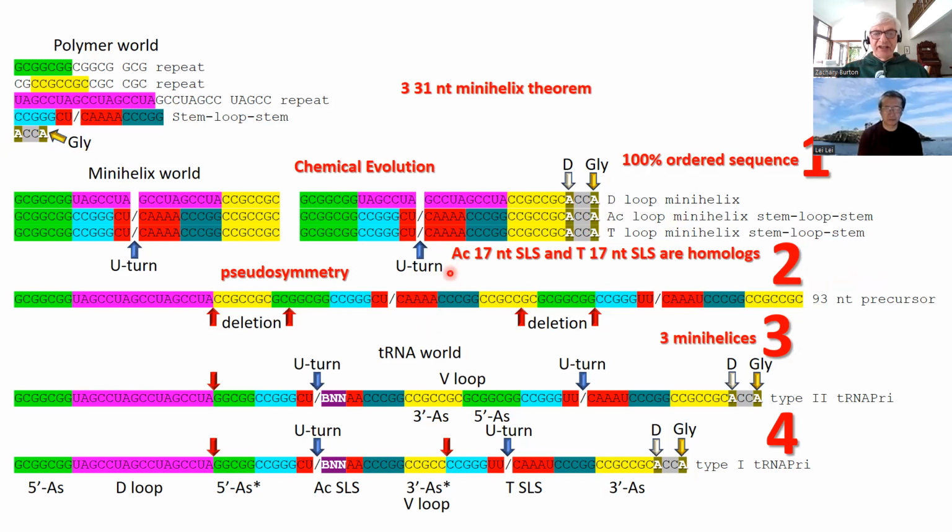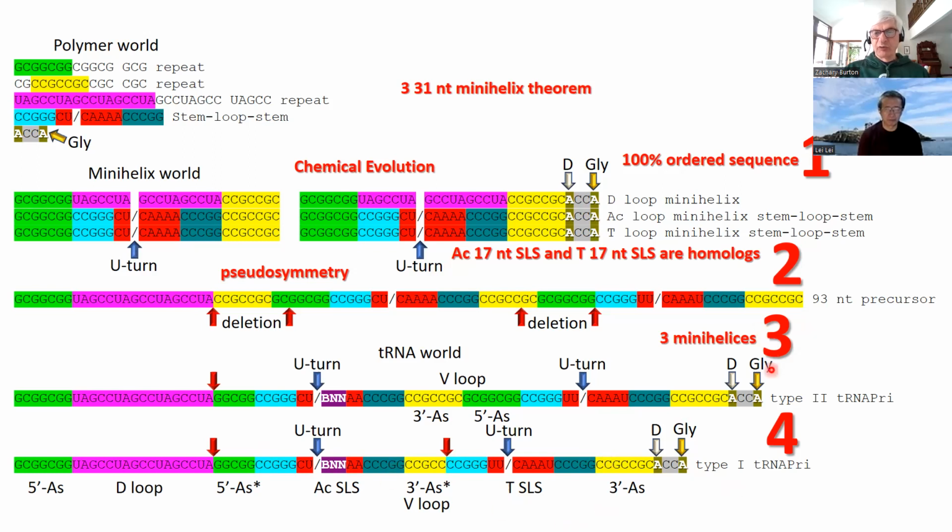Second point, the anticodon 17 nucleotide stem loop stem and the T 17 nucleotide stem loop stem are homologs. So what did I just say? So I just said that this stem loop stem and that stem loop stem, these are initially identical sequences. They're identical here. By the time you get to tRNA, they change slightly, but only in the loops. So this is a twin of that.